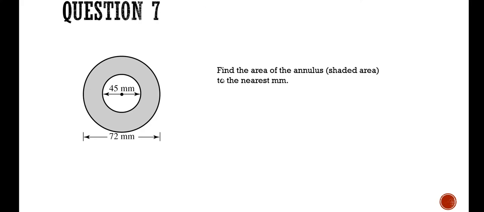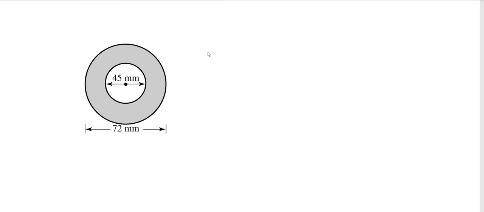Okay, question 7 says find the area of the annulus shaded area to the nearest millimeter. Now annulus is just a Latin word for ring. So we can see we have a ring or like a donut, and it's formed by having the area of a full circle, and cutting out the area of a smaller circle. So we've got to find the area of that shaded part.